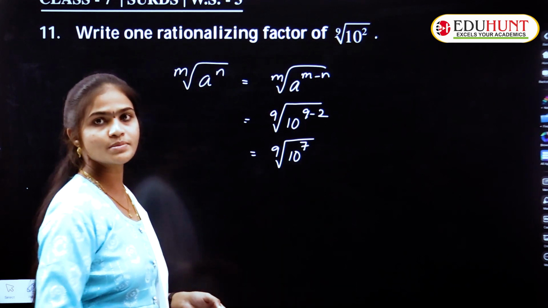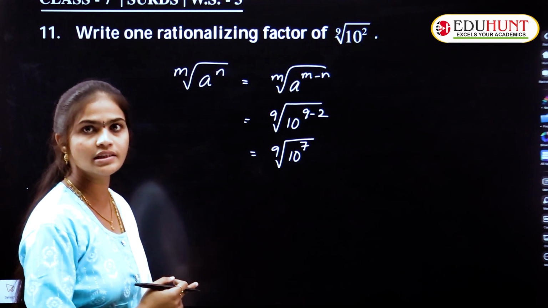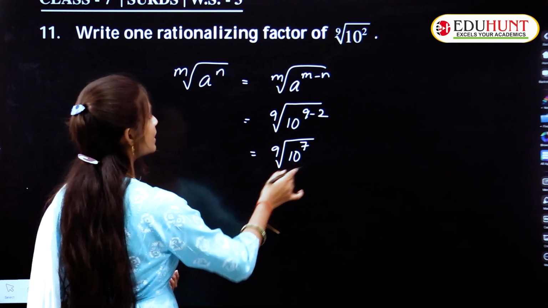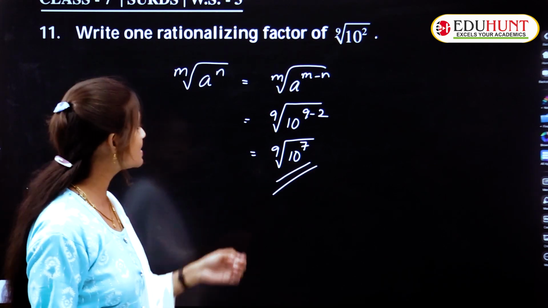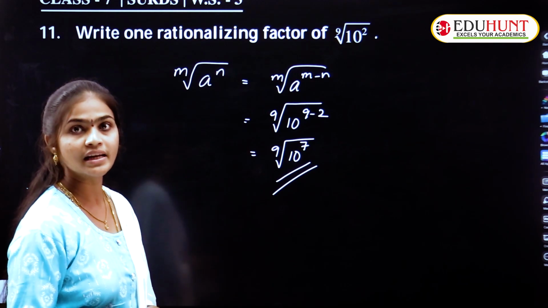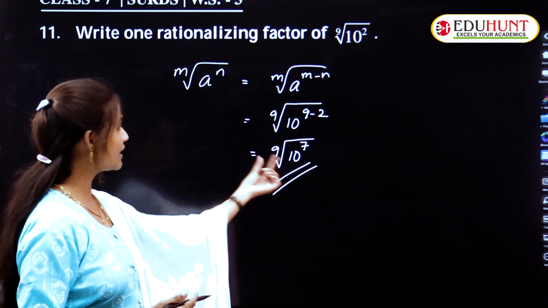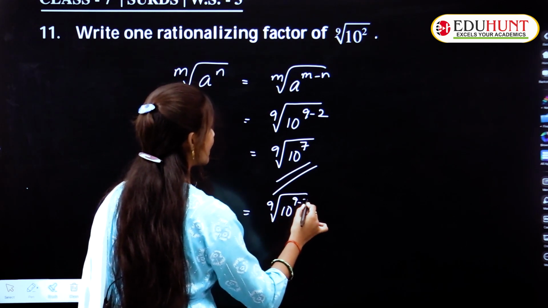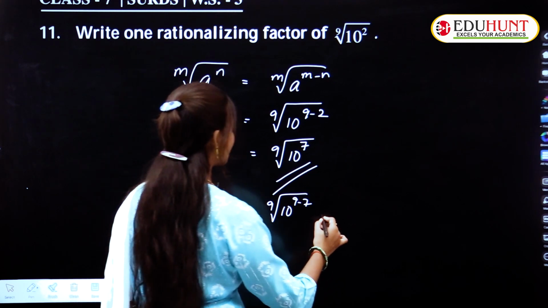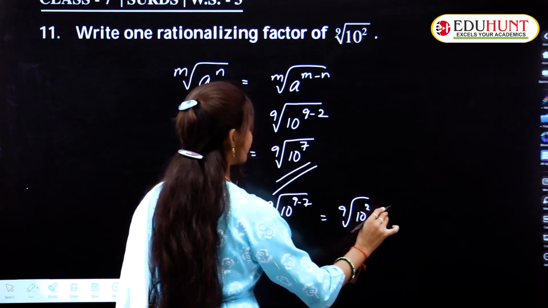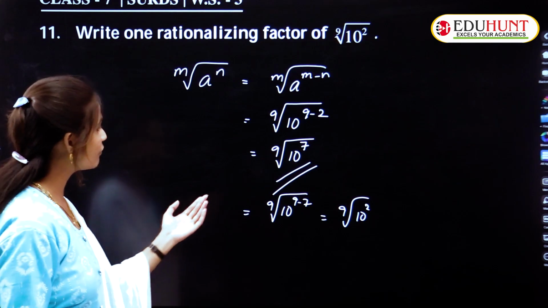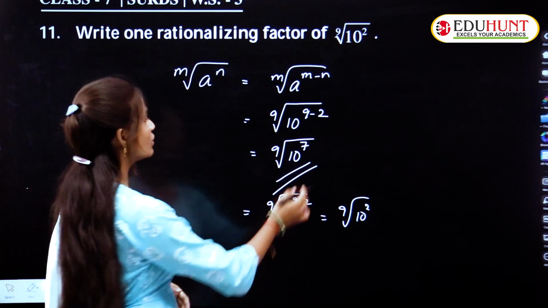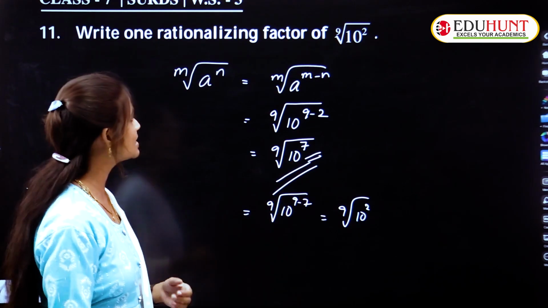Actually, rationalizing factor means if you take the product of those two surds, then its resultant is rational. That's why one rationalizing factor is the 9th root of 10 to the power of 7. Another one we can also write, if you take this one: the 9th root of 10 to the power of 9 minus 7, then you will get the 9th root of 10 to the power of 2. Like this we can find rationalizing factors. They just ask for one of the rationalizing factors, no? So this is sufficient. Any one of them is sufficient.